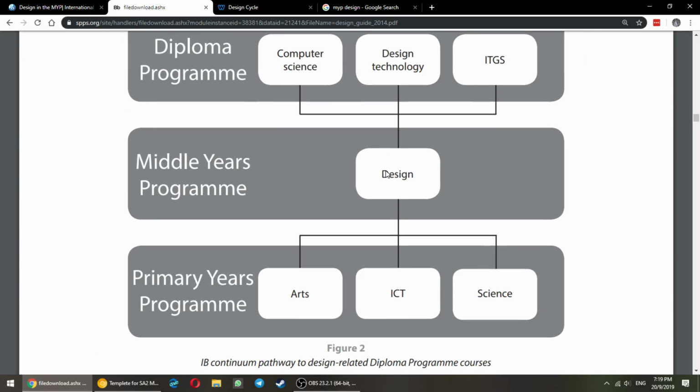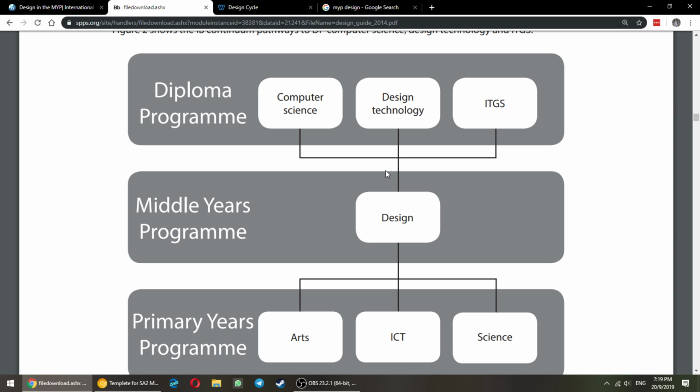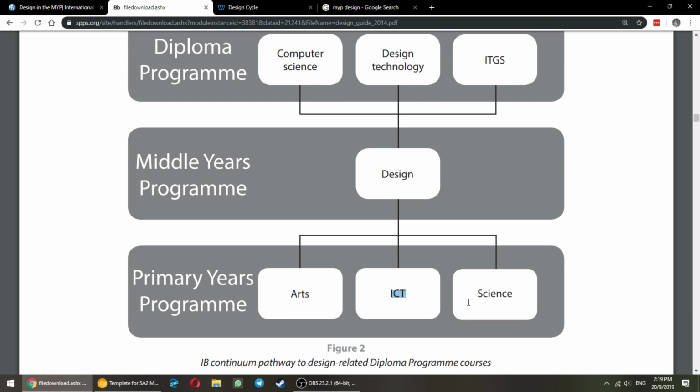The concept of design actually comes from three different streams of curriculum in the PYP program, which is the primary years, about 7 to 11 or 12 years old. So there's arts, ICT, and science. If you don't already know, ICT stands for Information and Communication Technology. So design is an amalgam of all three subjects.